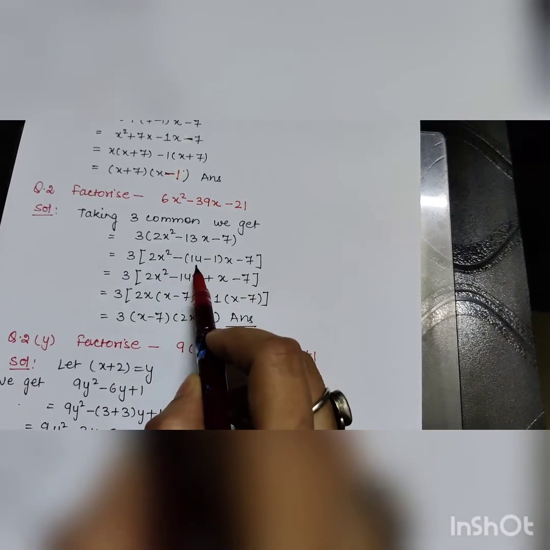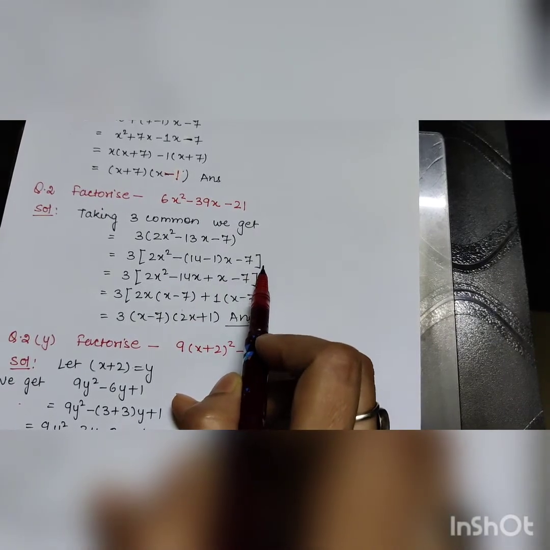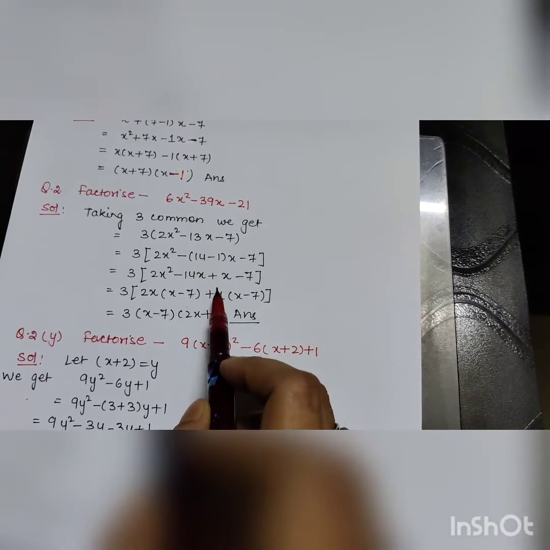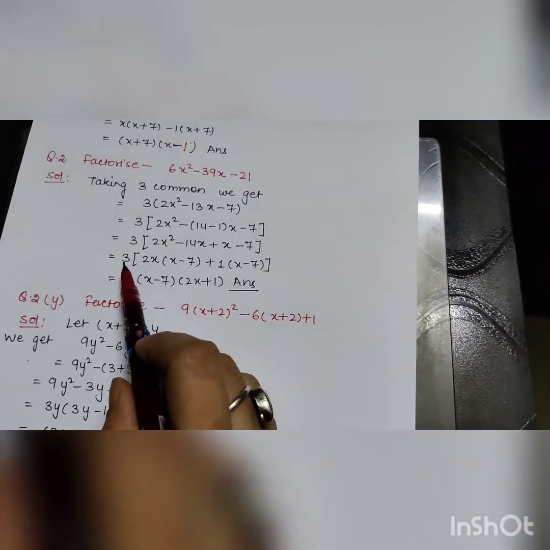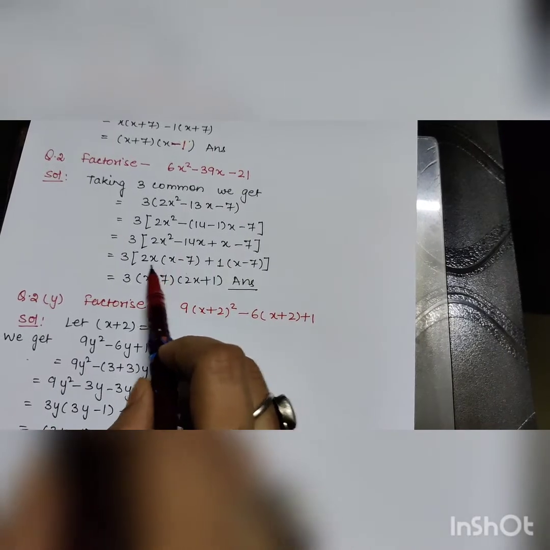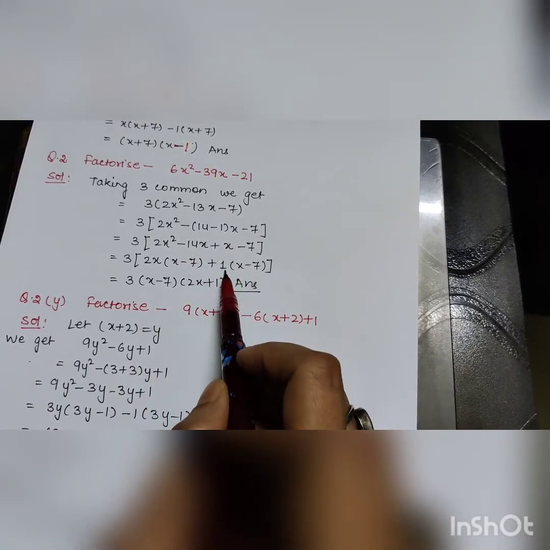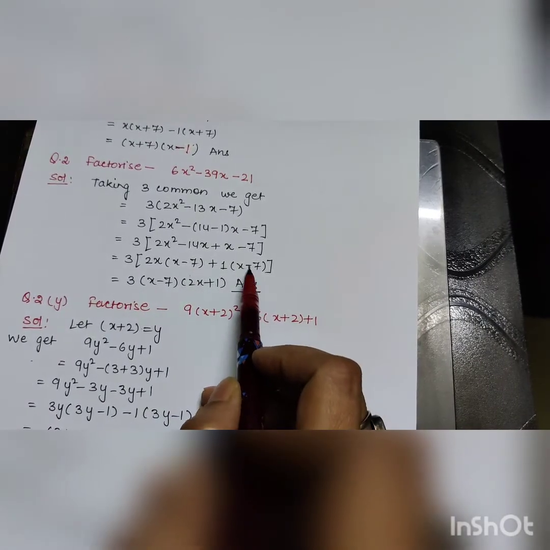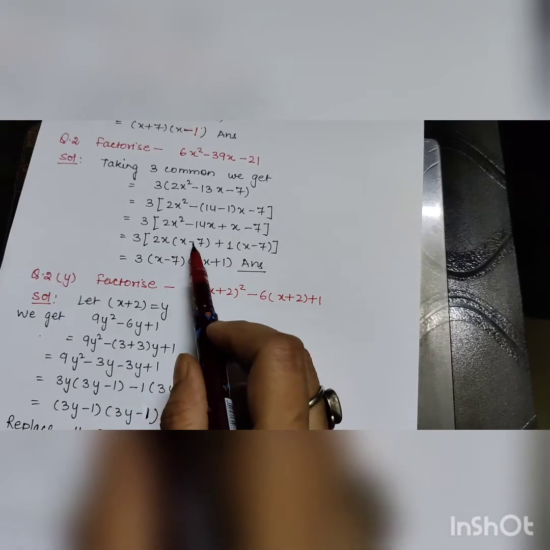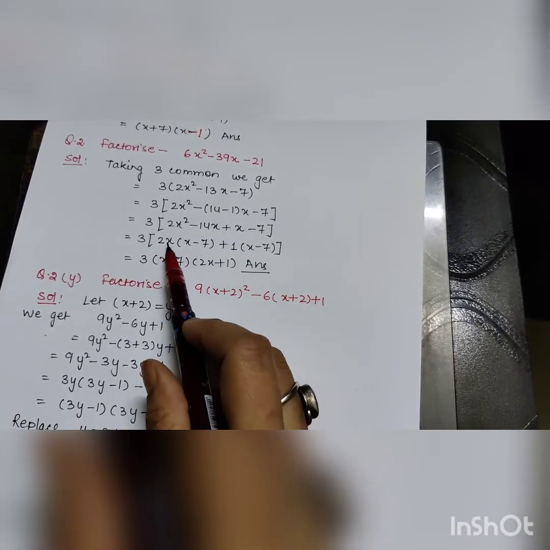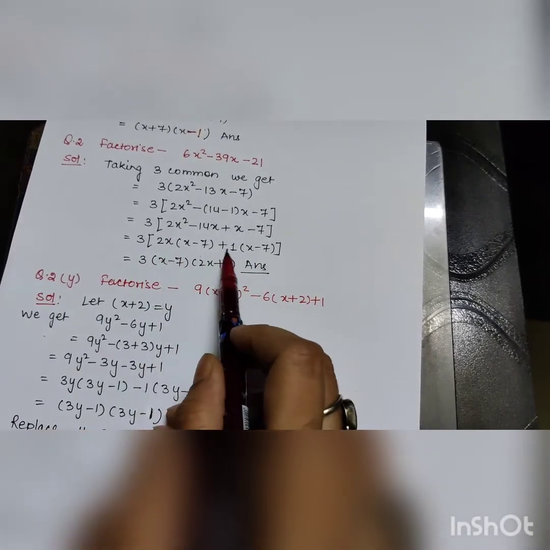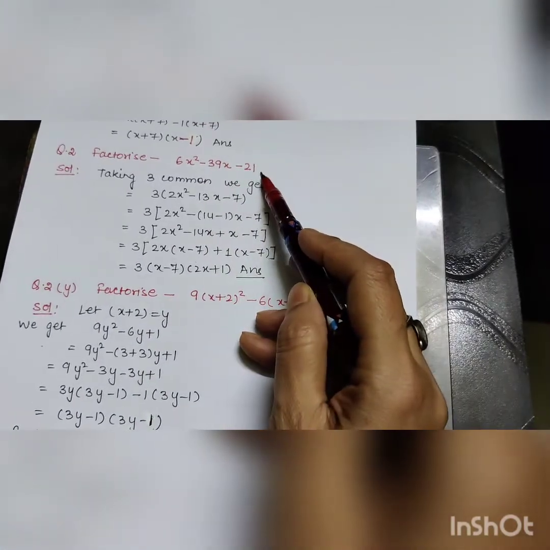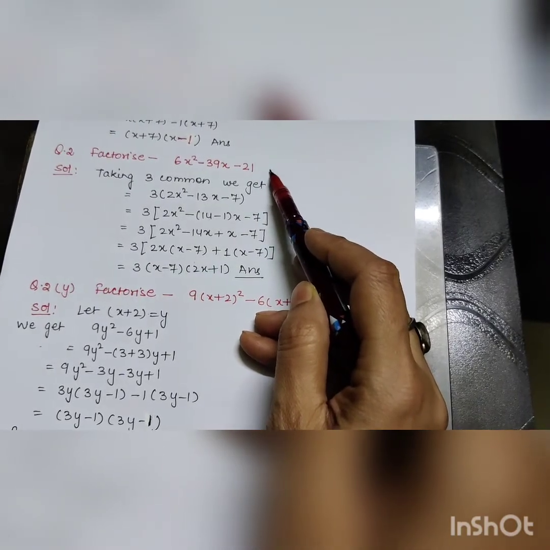So this is 2x square minus 14 minus 1 into x minus 7. Open the bracket: 2x square minus 14x plus x minus 7. In these two, we have taken 2x common, and in the last two, we have taken 1 common. What is left inside the bracket? In each case, x minus 7 is left inside the bracket. Right? Taking x minus 7 as common, we have got 2x plus 1. So these three are the factors of this given expression, which is a quadratic expression.